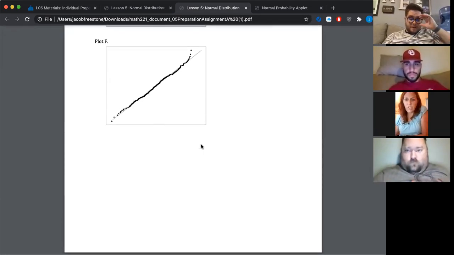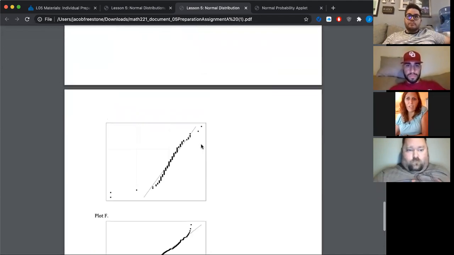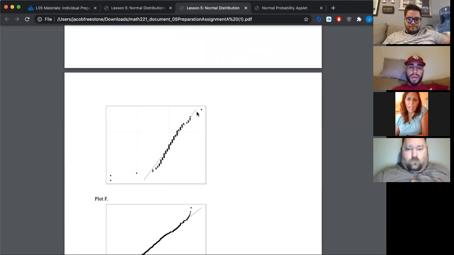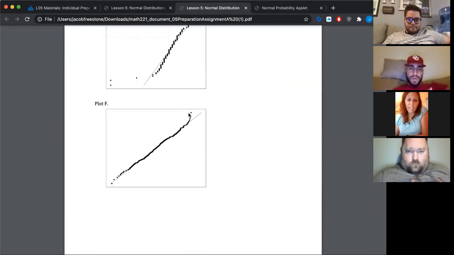E and F are a little tricky, because E does stay close to the line, but there is a lot of deviation when you compare it to F. F has a few little outliers at the top, but that's kind of it. Otherwise, it does pretty good. Yeah, I agree.